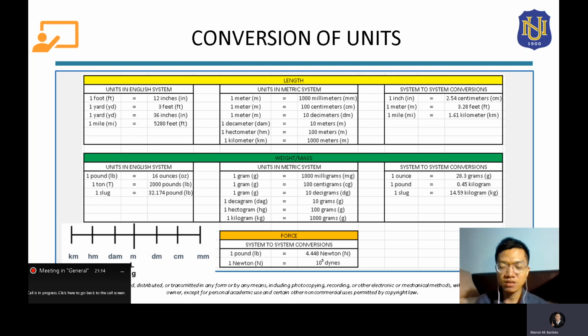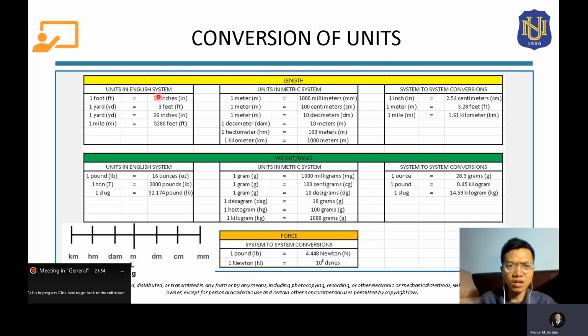So as you can see in the screen, these are some of the most frequently used units here in statics of rigid bodies. So we have here tables for conversion factors for length, for weight or mass, and for force. Okay, so the first table is a conversion of units from English system to another English system unit. The second table is from metric system to metric system, and the third one is from English system to metric system and vice versa.